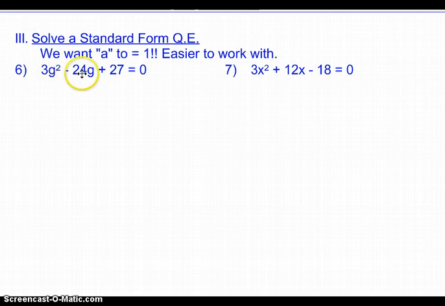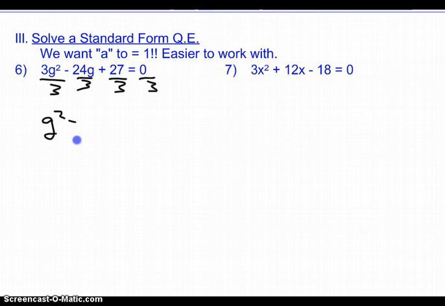Notice that with a perfect square trinomial, the first term has to be a perfect square. So in this case here, 3 is not a perfect square, and it isn't here as well. So it would be a lot easier if we could let that first term equal 1 and just worry about the last terms here, right? So starting with number 6, if we wanted that first term to be 1, what would we divide by? 3.